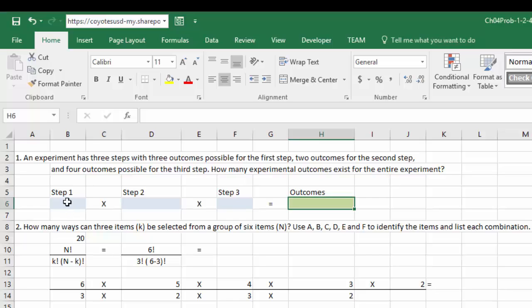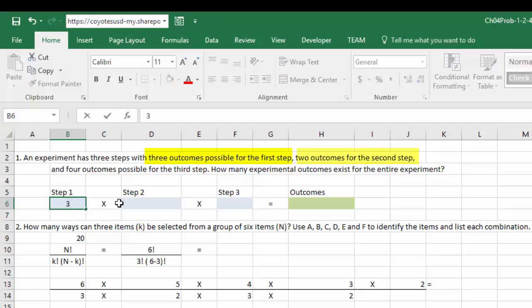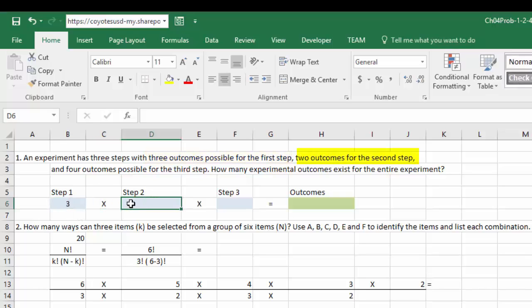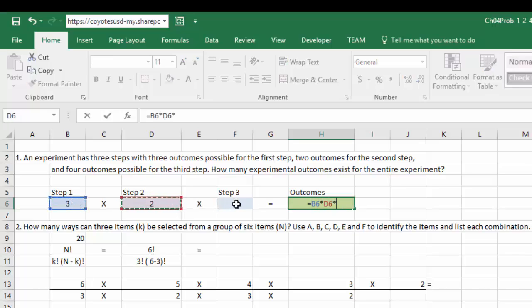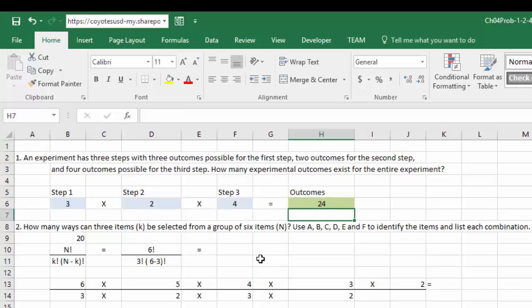So for step 1, we're simply entering how many possible outcomes we have. So we have 3 outcomes for the first step, 2 outcomes for the second step, and 4 possible outcomes for the third step. To find out the total possible outcomes, we simply do this: equals step 1 times step 2 times step 3, and enter. We have 24 possible outcomes.